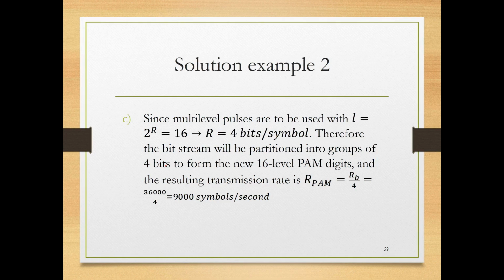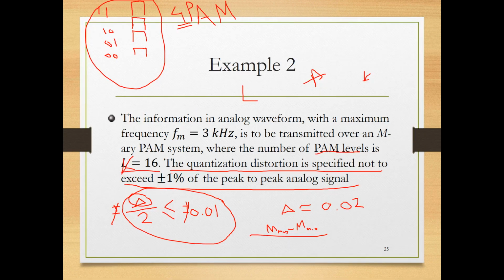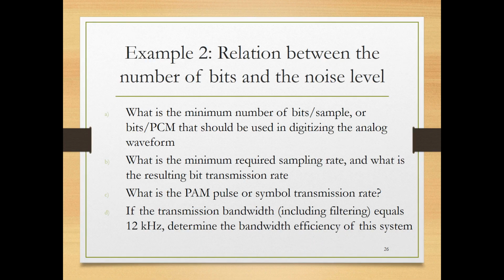After that, the question is asking what's the minimum required sampling rate? We found it. What's the required bit transmission rate? Now, this is the tricky question. What's the PAM pulse or symbol transmission rate? What does this mean? What's the baud rate? What's the symbol transmission rate? This is after modulation. All the ones we calculated up until now were before modulation.